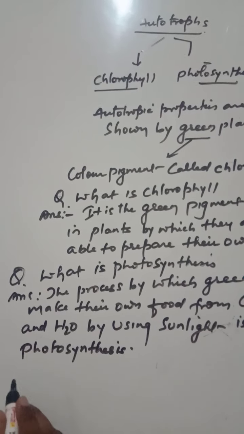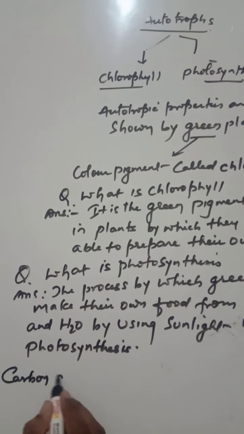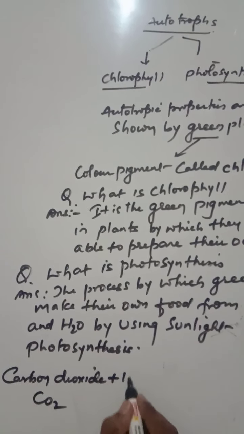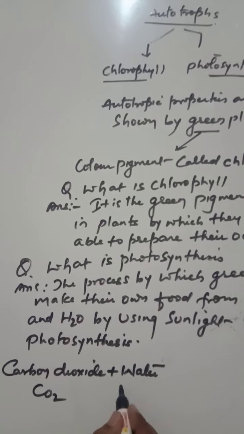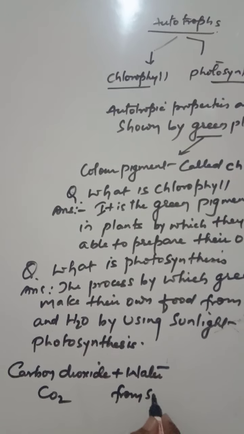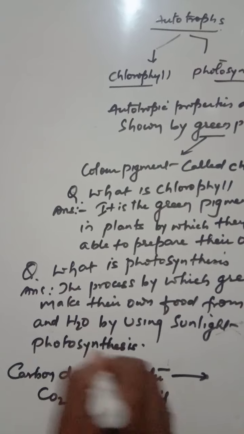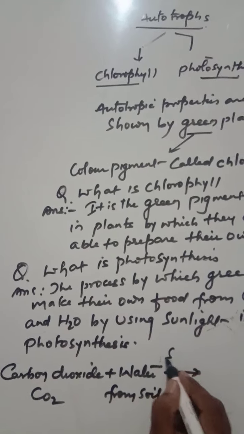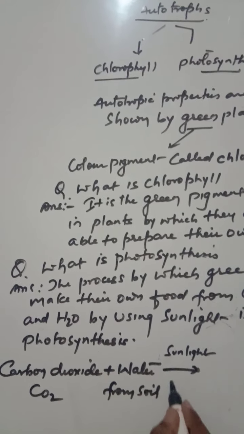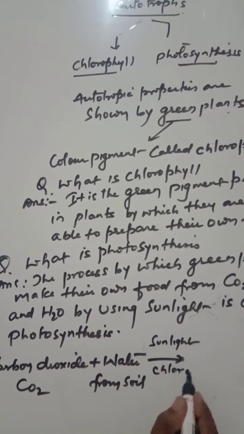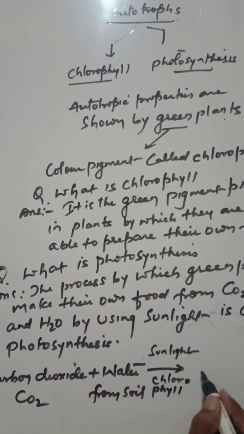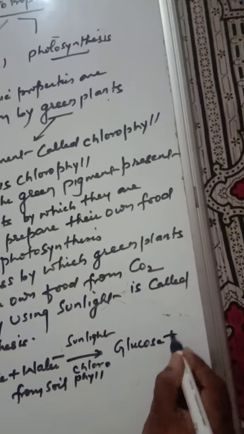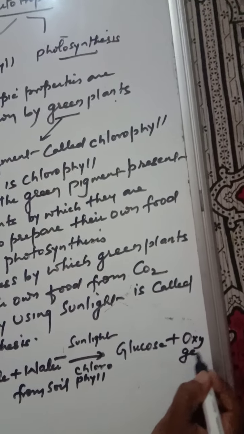So how will it be represented? Carbon dioxide, means CO2, with water. From where does it get it? From soil, because the roots are thrust deep into the ground, from where it absorbs water. Sunlight, chlorophyll, what will it prepare? Glucose, very important. And the next important thing is oxygen.